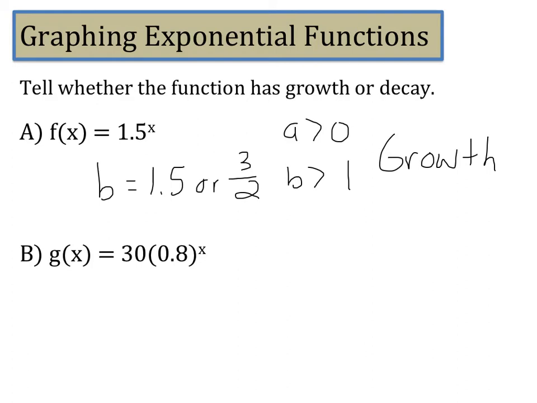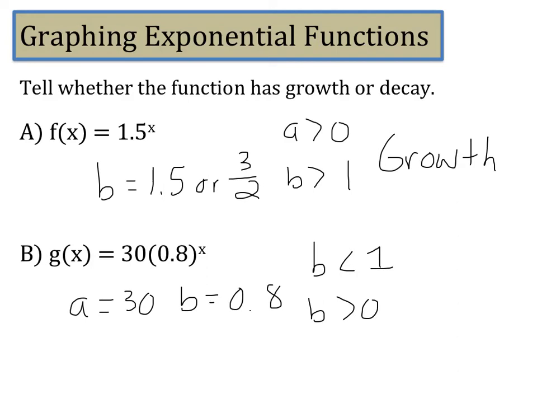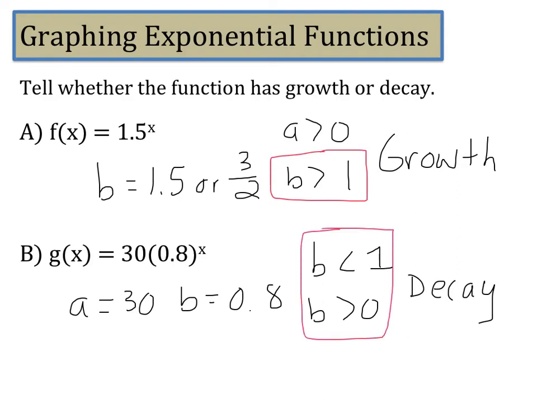Let's take a look at the next function. In the next function, we have an a value of 30 and a b value of 0.8. This value is less than 1 and greater than 0. So we say this is a decay. So the big thing is looking at the b values. The b values will tell you whether it's a growth or it's decay.